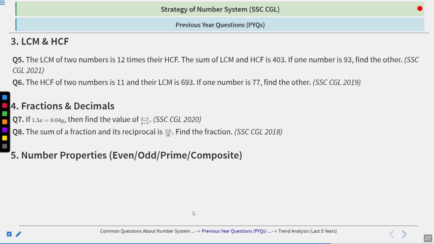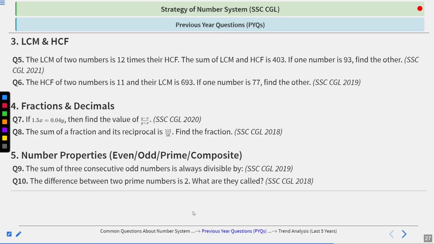Next one is number properties, which are based on even, odd, prime, composite questions. The sum of three consecutive odd numbers is always divisible by, and this question was asked in the SSC CGL 2019 exam. Next one is the difference between two prime numbers is 2. What are they called? And this question was asked in the SSC CGL exam in 2018. And these are based on the prime number property, composite number property, even odd property of the numbers.